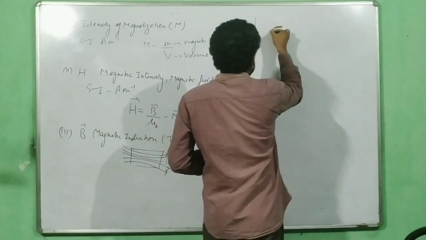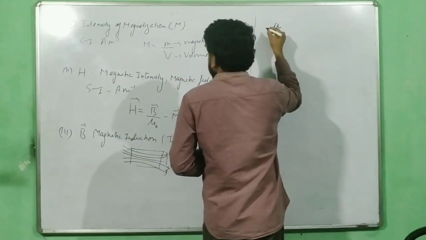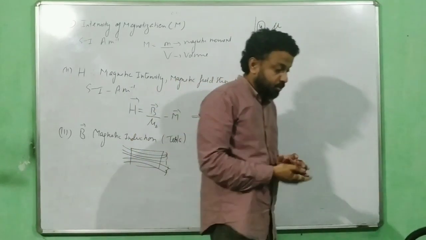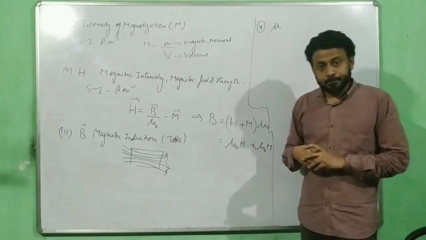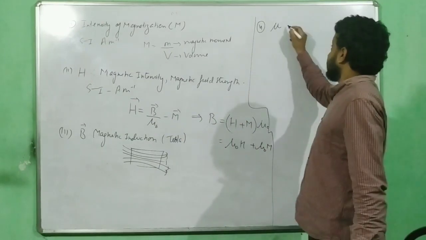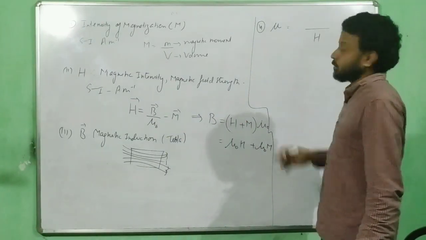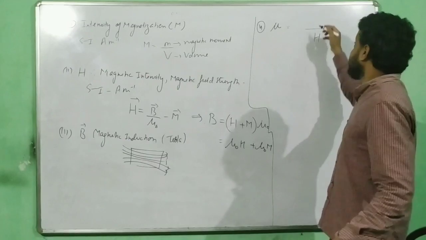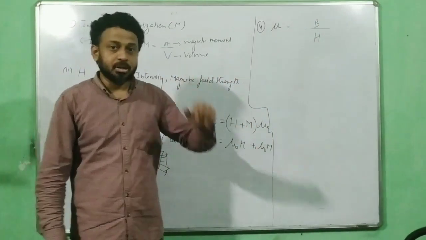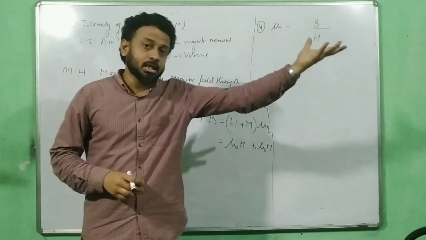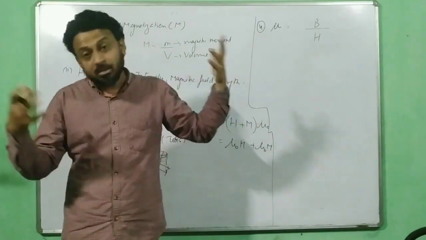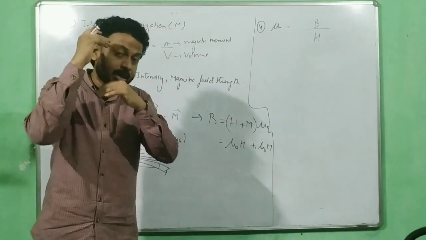Fourth is the concept of mu. What exactly is mu? It's a ratio basically. You know why this ratio is important? I am supplying something from outside as external, and I am getting a total of B. Then the ratio becomes important. If I give less and more is getting built up, very good. If I am giving more and less is getting built up, still fine, but at least you are getting some idea.